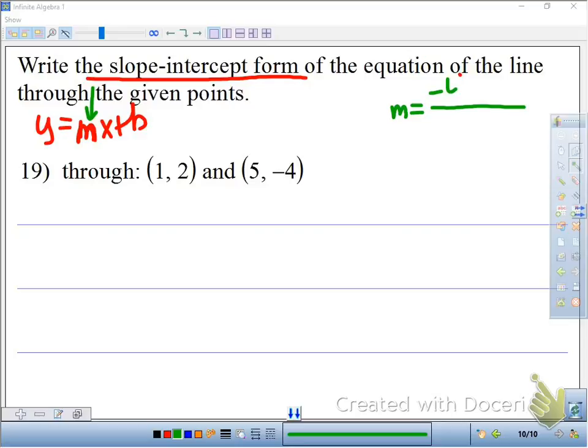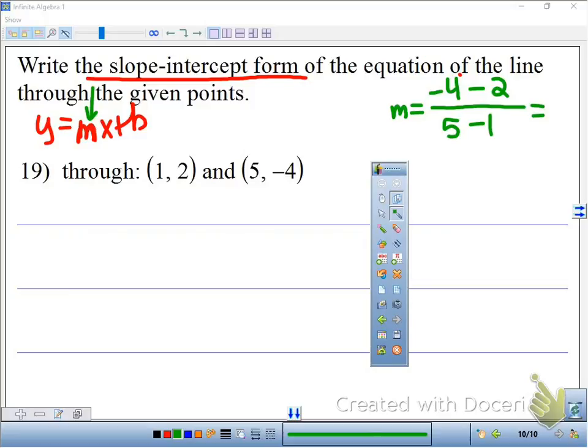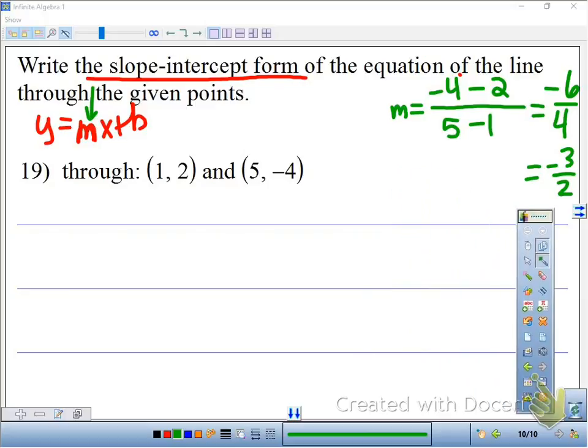So I have negative 4 minus 2 on top. And 5 minus 1 on the bottom. It's going to be negative 6 over 4. And I'm going to simplify that to be negative 3 halves. So there's my slope, negative 3 halves. Okay?